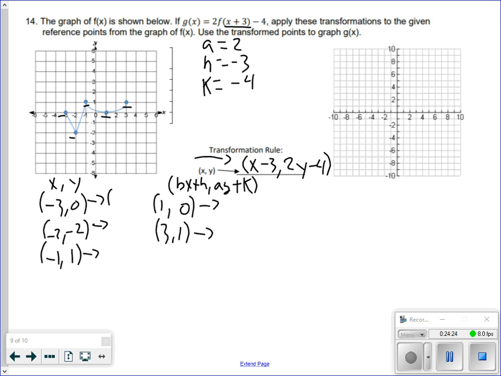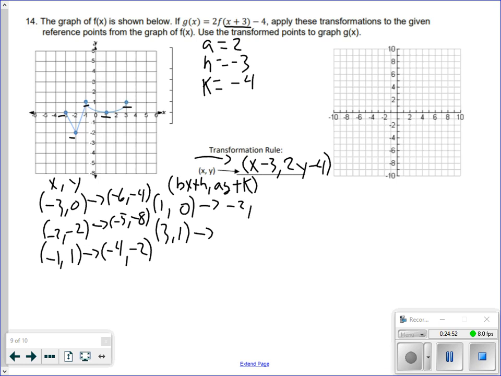so negative 3 minus 3 gives you a negative 6, comma negative 4. Negative 2 minus 3 is negative 5. And then negative 2 into that transformation rule gives you a negative 8. It's a little cramped. Hopefully you can see it. Negative 1 will give you a negative 4. A positive 1 gives you a negative 2. And then 1, 0. 1 minus 3 is negative 2.